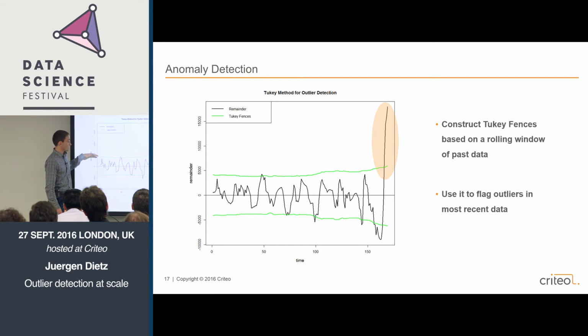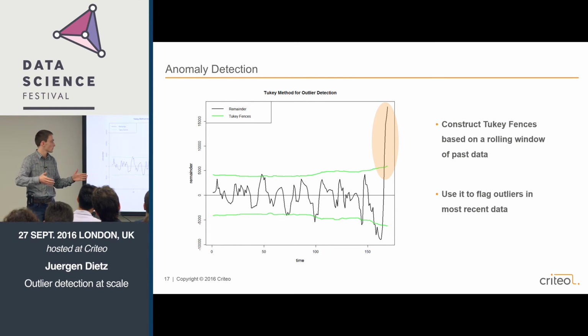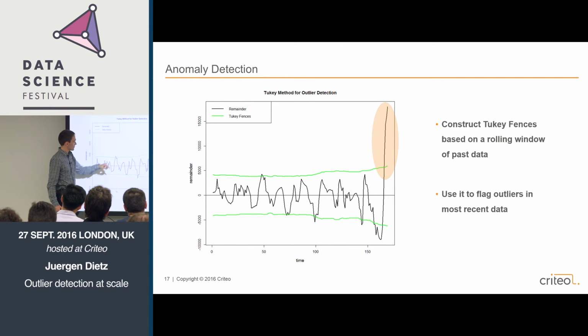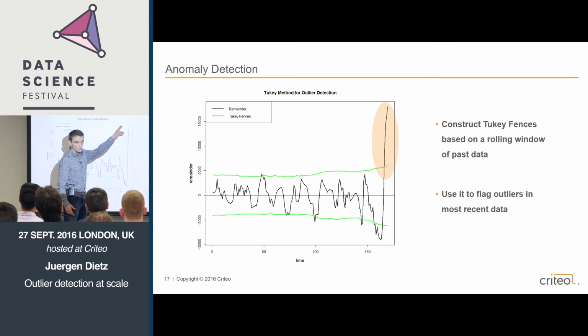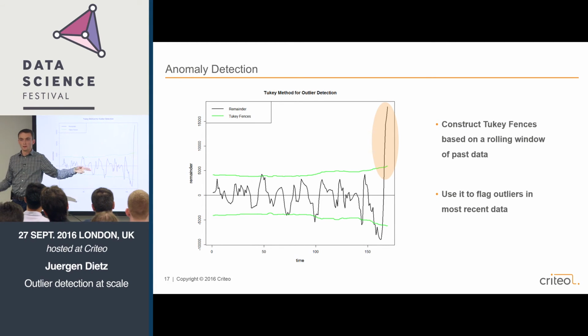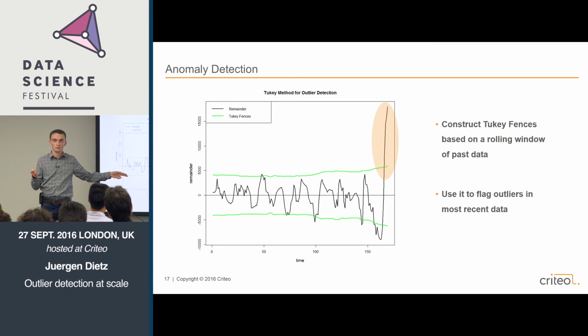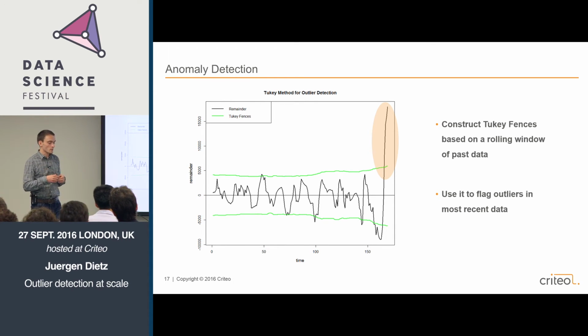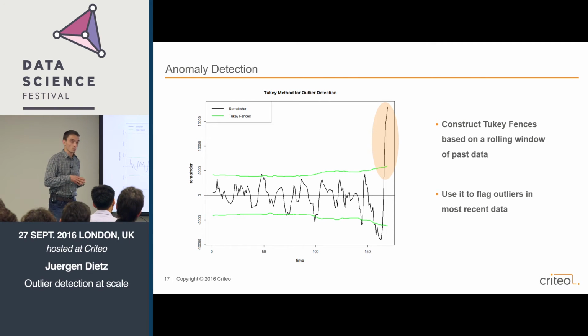Then you construct the Tukey fences. In this case we use a rolling window of past data. So you sit at a data point and you look at the window before that data point to construct these green lines, which are the Tukey fences, and then whenever the data shoots outside of that, we have the potential for an alert, right?